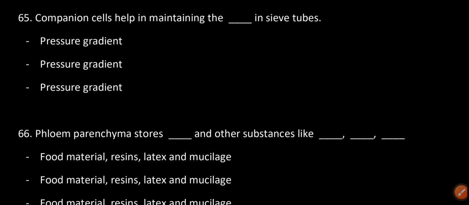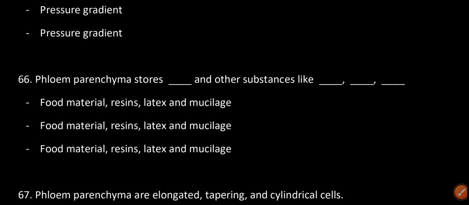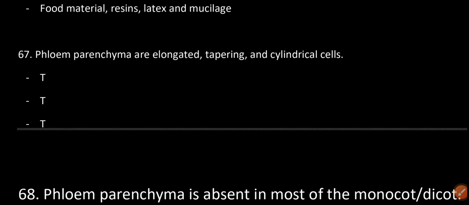Phloem parenchyma stores food material and other substances like resins, latex and mucilage. Phloem parenchyma cells are elongated, tapering and cylindrical. True.